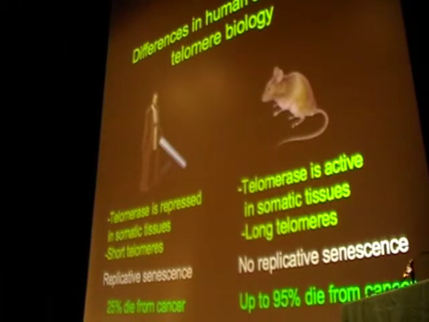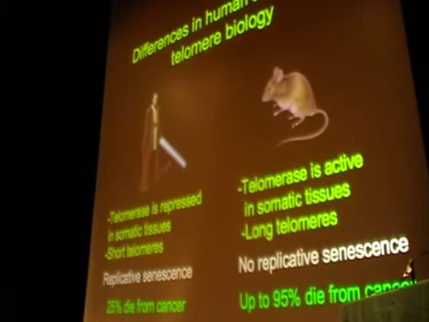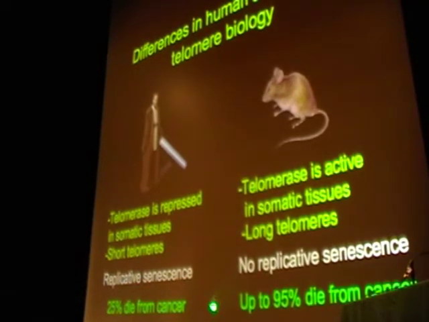Telomere length is relatively short, and if you put human fibroblasts in culture, they display replicative senescence, and that's true for other cell types as well. While in mouse, telomerase is active in most somatic tissues, not in all of them, but in the majority. Telomeres are much longer than in humans, and mouse fibroblasts, if they are cultured under low oxygen concentration, do not display replicative senescence.